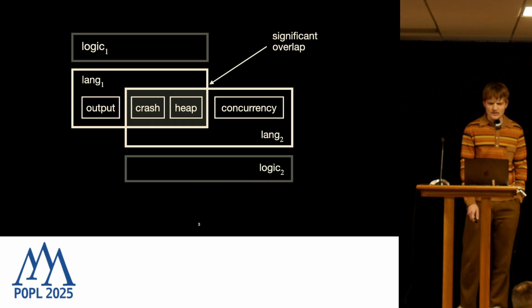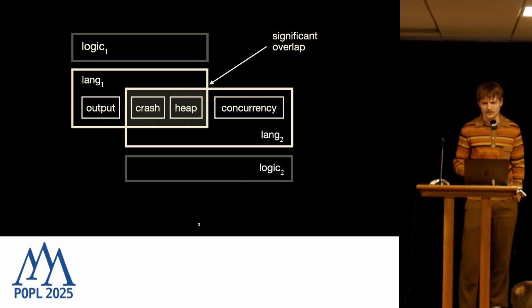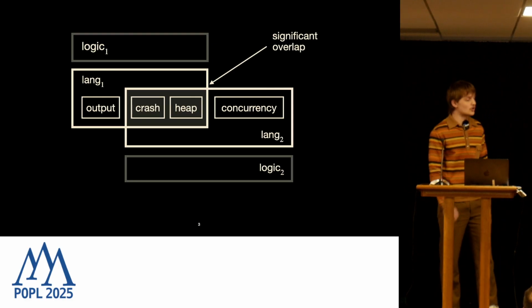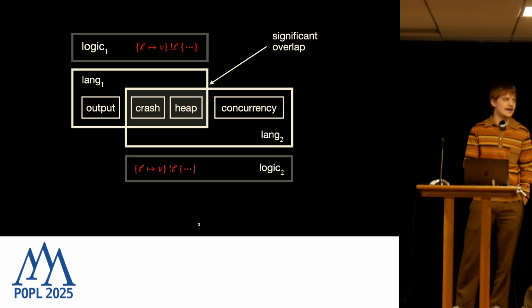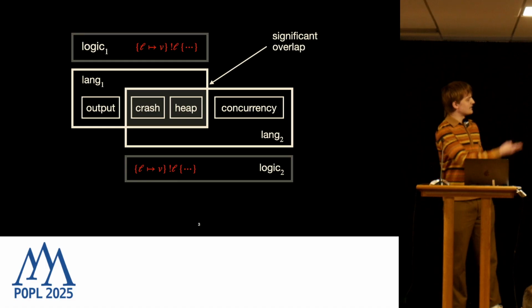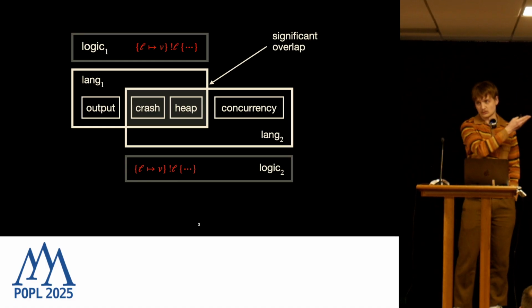One concrete consequence of this significant overlap is that there are certain proof rules that appear in both of the program logics. So for instance, you might have a load rule, which looks something like this, that appears in essentially the same form, whether in logic 1 or logic 2.